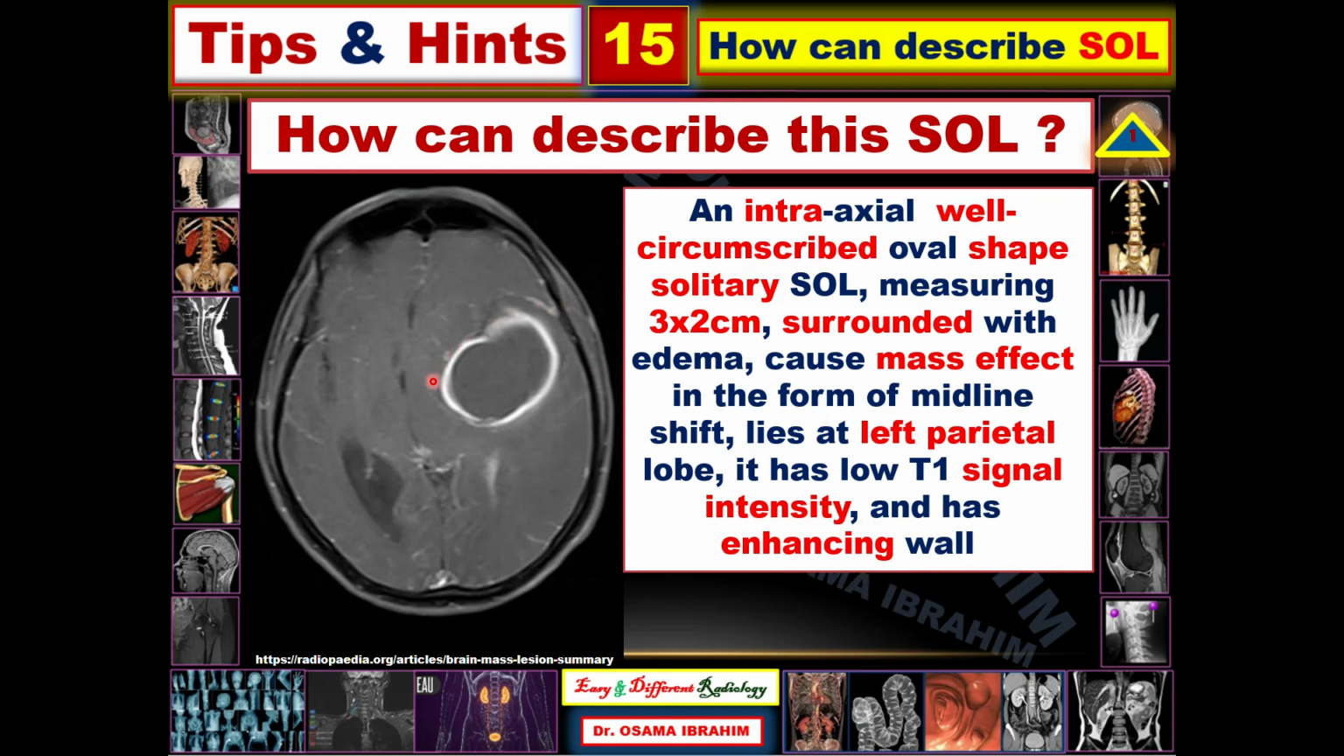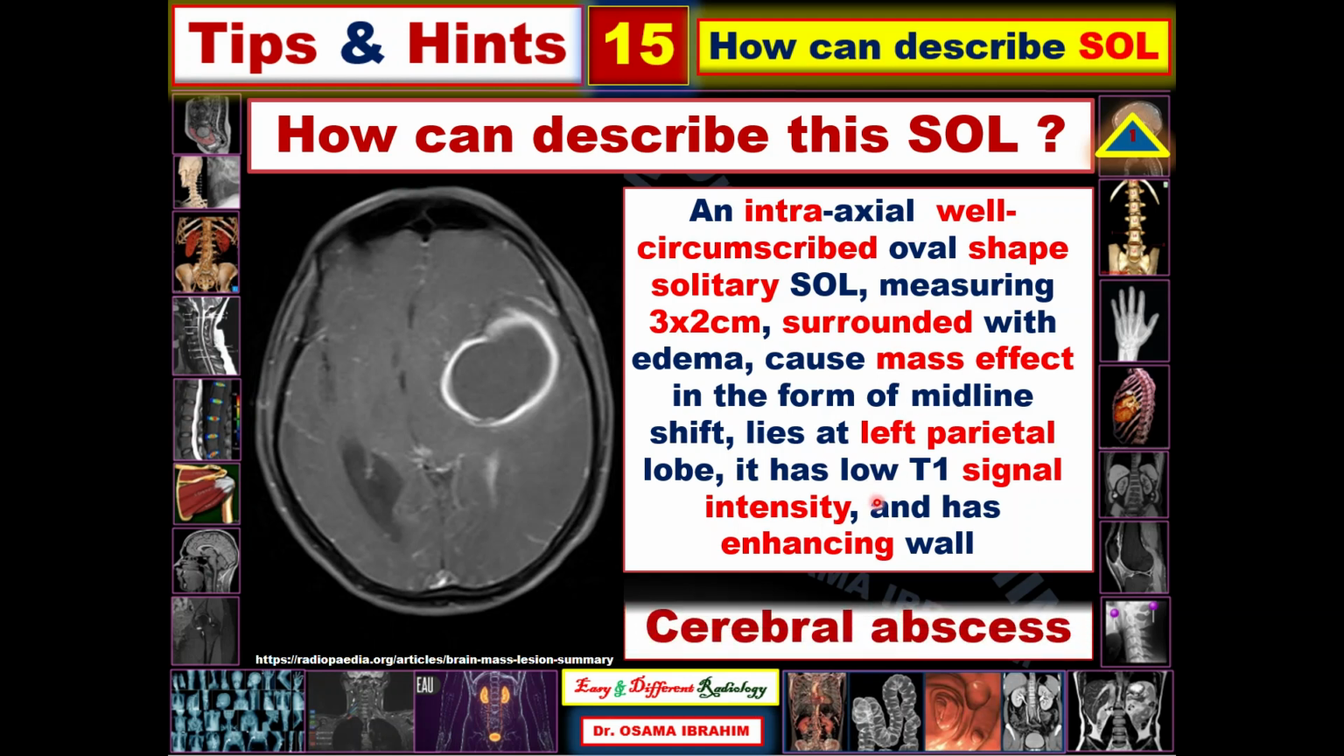It has an enhancing margin or enhancing wall. So this way you can describe the 10 items, 5S, 3M, and 2 extra for these lesions. After you describe the lesions this way, you can also reach a diagnosis: actually this is a cerebral abscess and has a marginal enhancement, as we see here.